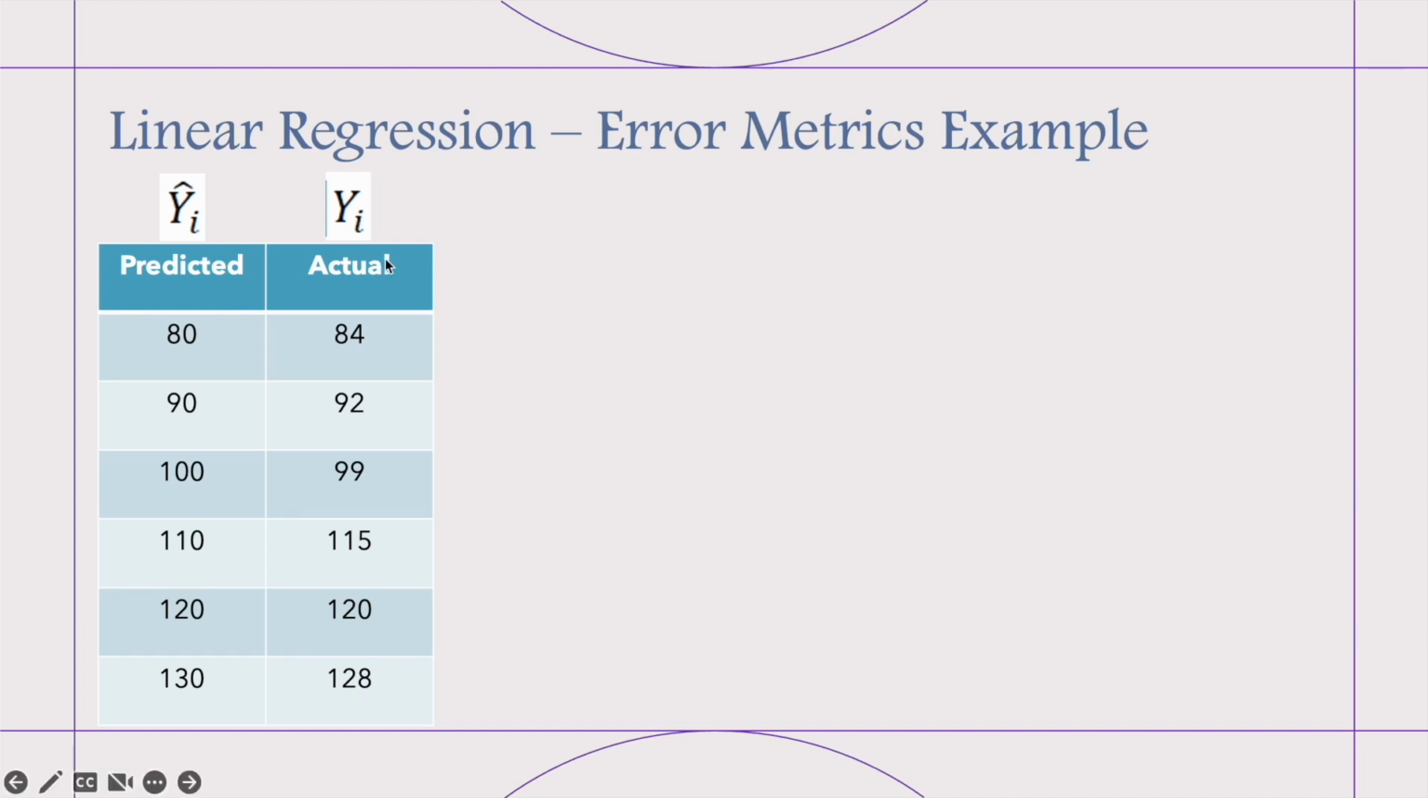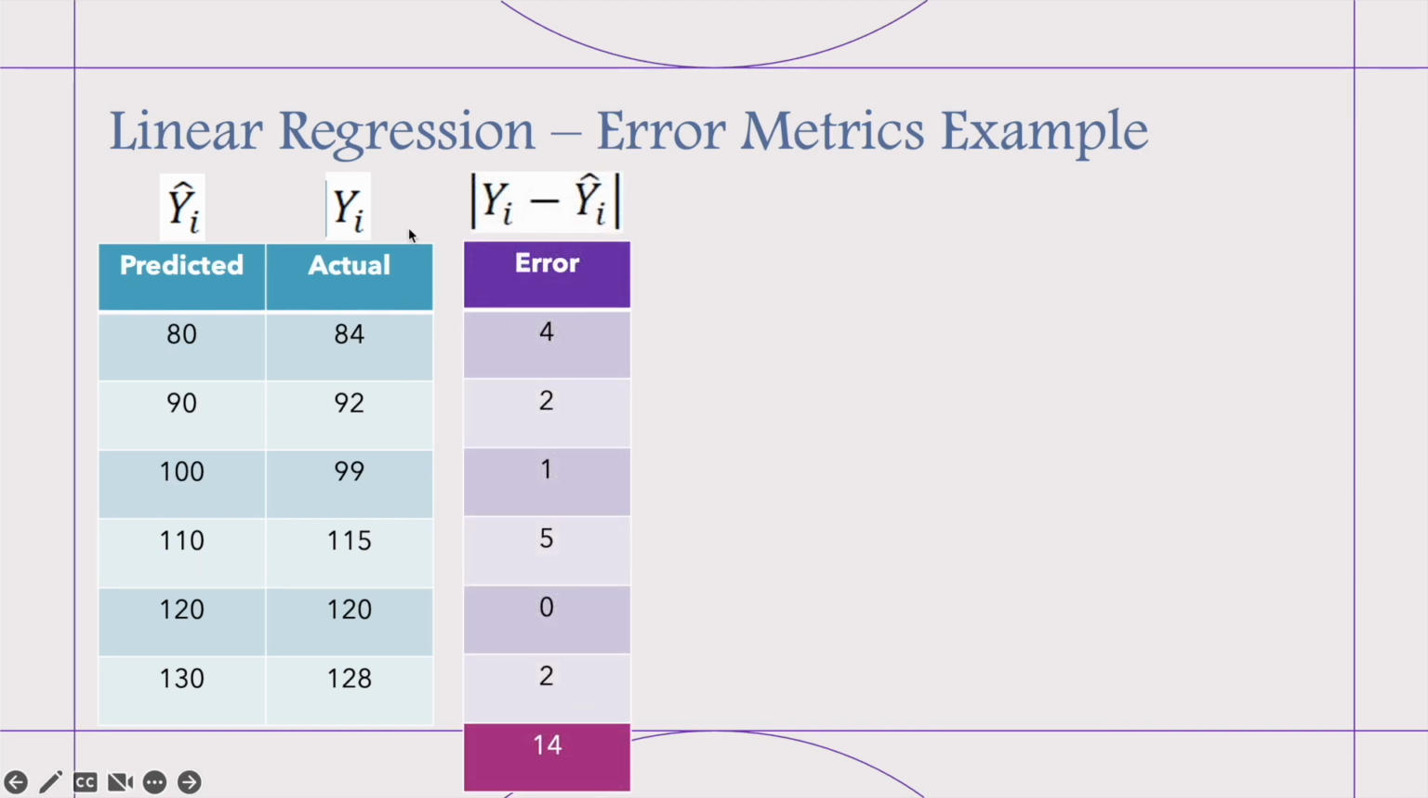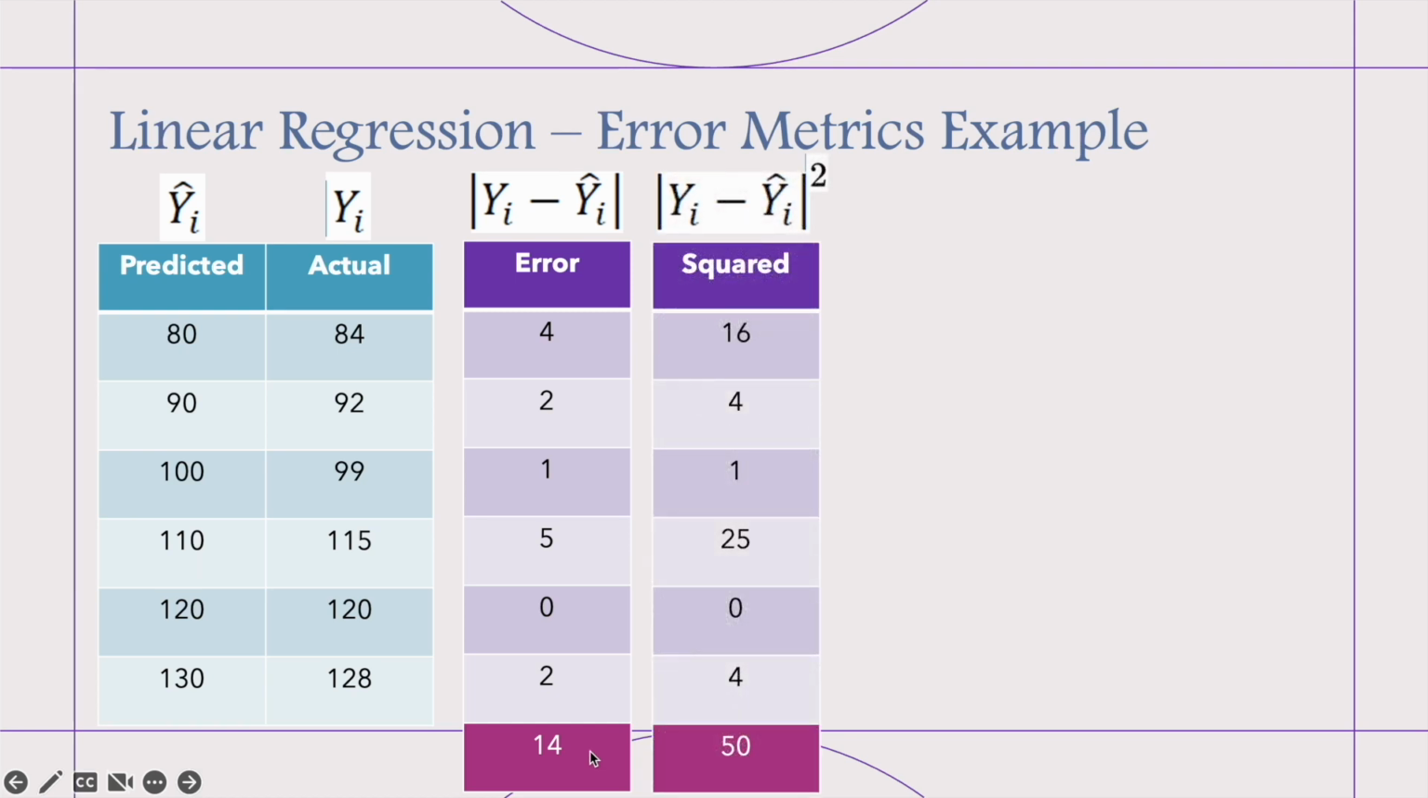Okay, here think that we have predicted value and actual value in these columns. So what is the error? Error is the difference between the predicted and actual. So here 4, 2, 1, 5, 0, 2. This is the sum of error, okay, 14. And this is the squared for each one.